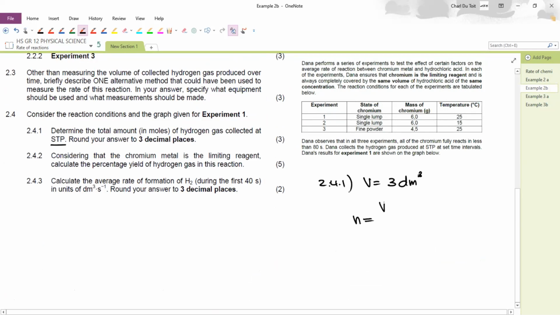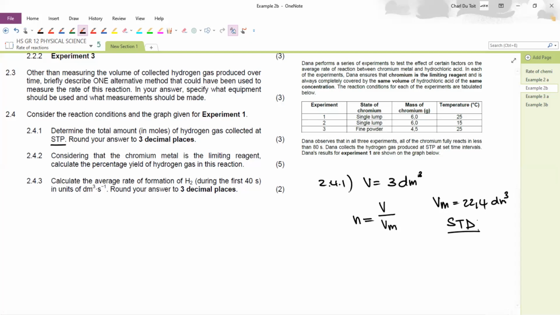The mole is the volume divided by Vm. Now I can use Vm. It's 22.4 decimeters cubed, because this experiment takes place at standard temperature and pressure, and your Vm value at STP is 22.4. Do you know that? Yeah, I know that. Okay, good. So the amount of moles is 3 over 22.4, and you just pop that into the calculator.